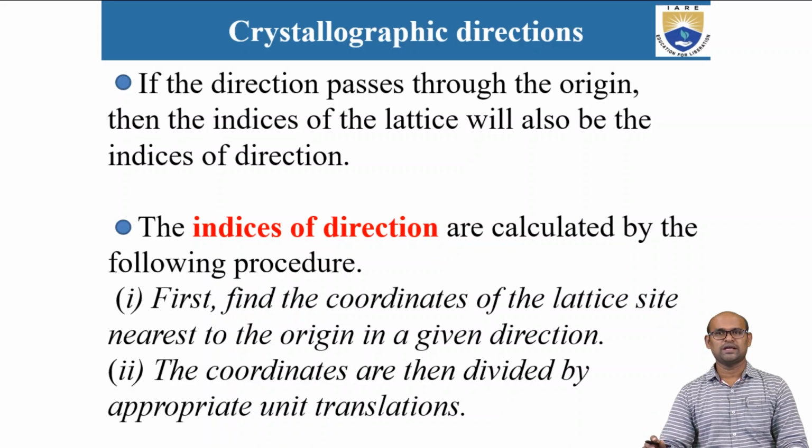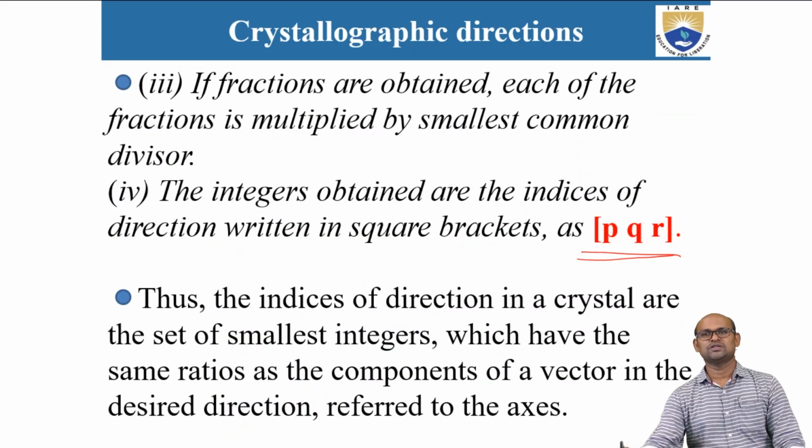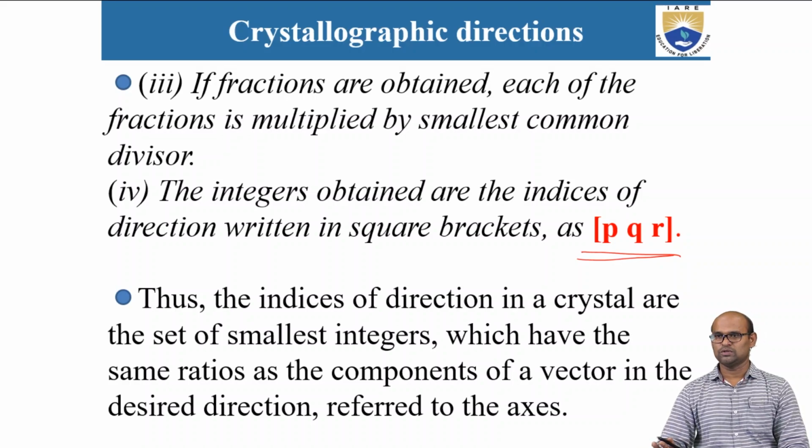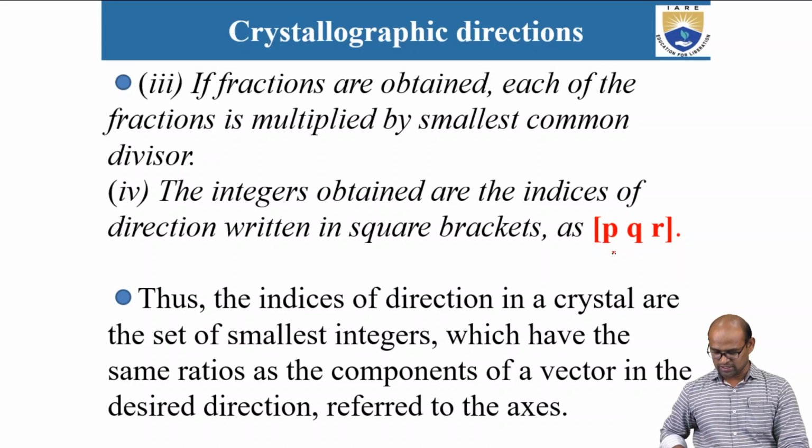Again, to revise: first, write down the coordinates or index of a lattice site nearest the origin. Once you write the coordinates, divide by the unit translation. Once you divide by the unit translation, if you get any fraction, multiply it with the smallest common divisor. Then you are going to get integers, and write the integers in square brackets without commas. So that will tell you the index of a direction in a crystal.